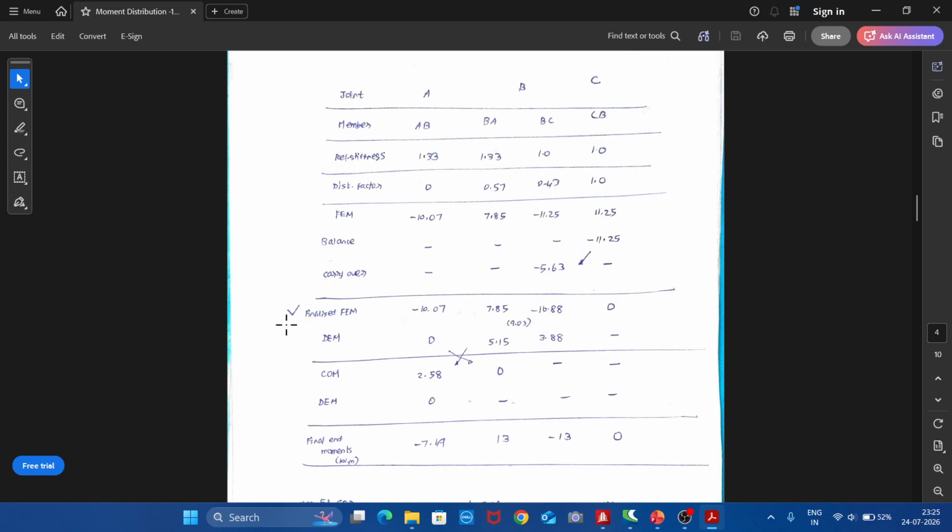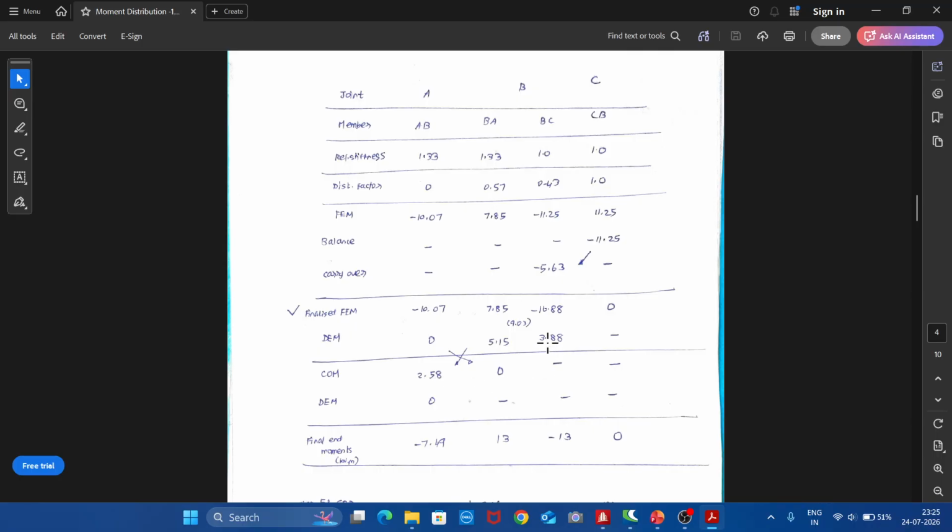So this is one cycle. Fixed end moment, distributed moment, carryover moment will be one pair. So this is one pair. The next step will be carryover moment. So from AB to BA there will be carryover. Similarly from BA to AB there will be carryover. So here 0, therefore 0 will be carried over here. Here 5.15, half the moment will be carried over, so 2.58.